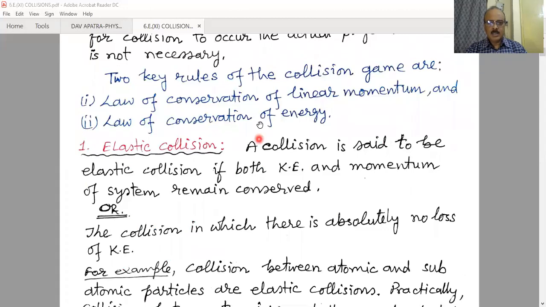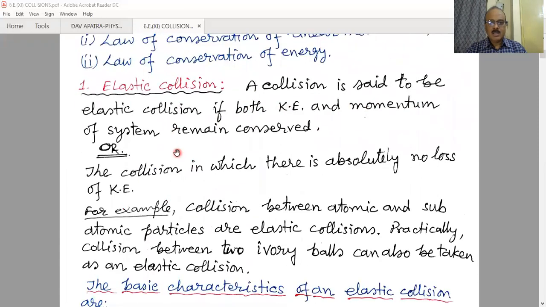Now we proceed to the different types of collision. First of all, elastic collision. A collision is said to be elastic if both kinetic energy and momentum of a system remain conserved. Linear momentum is conserved for all types of collisions, but kinetic energy is conserved only in elastic collision. Therefore, alternatively, we can define an elastic collision as a collision in which there is absolutely no loss of kinetic energy.